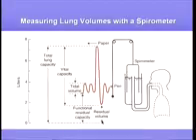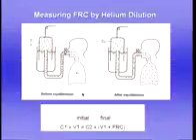So going back then to the spirometer measurements, how are we going to measure these other volumes? We can't measure them with a spirometer. How are we going to measure the functional residual capacity? Because often we want to know that. And one way of doing that is what we call helium dilution.